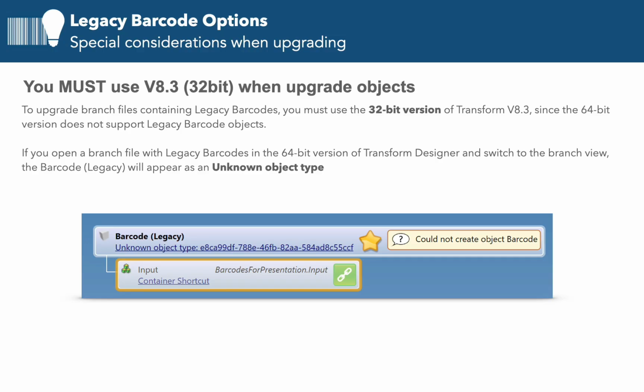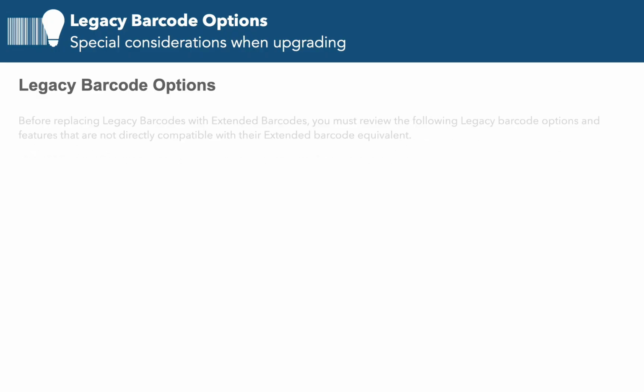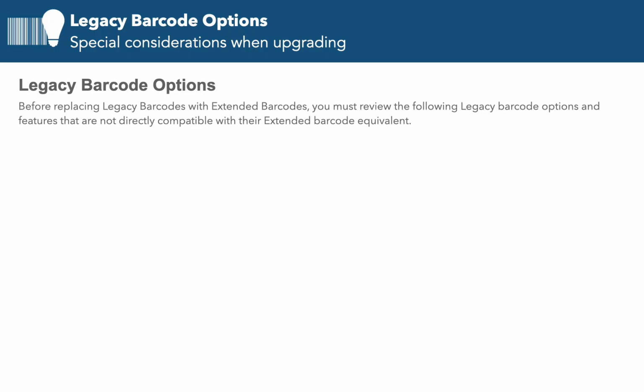In fact, when upgrading repositories that contain any legacy objects, we recommend using the 32-bit version of 8.3 to ensure legacy object compatibility with previous versions. Before replacing legacy barcodes with extended barcodes, you must review the following legacy barcode options and features that are not directly compatible with their extended barcode equivalents.